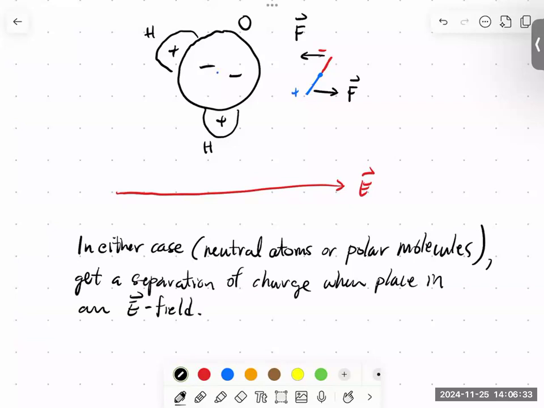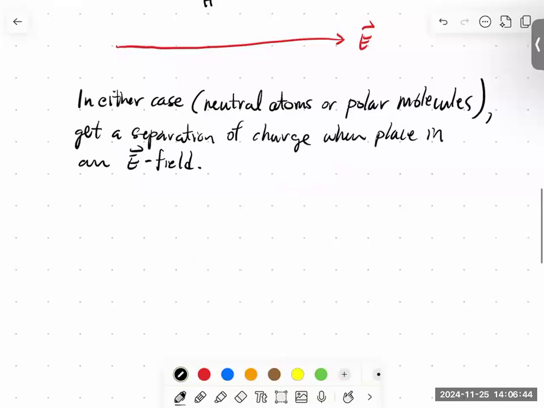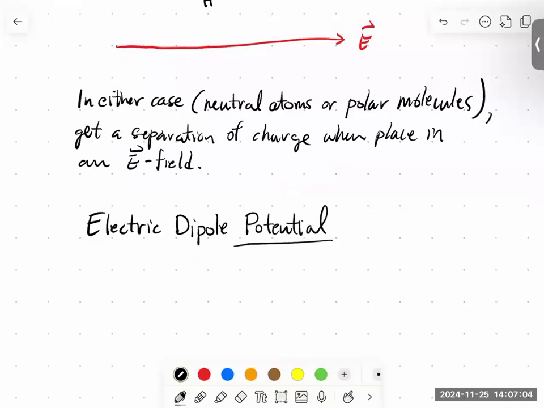And what we're going to try to do is work out some of the effects that these materials possess when that situation arises. In order to do that, we'll first work out some properties of the electric dipole. So the electric dipole. In fact, the main thing we're going to do is write down the potential of the electric dipole.